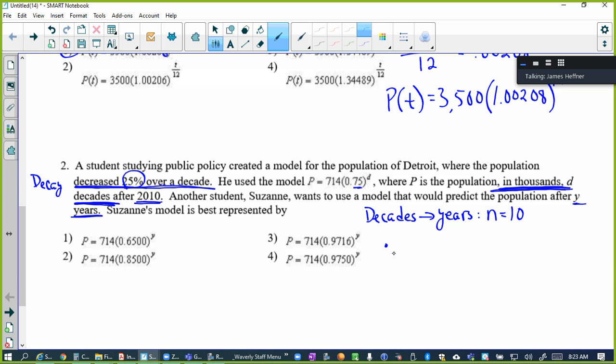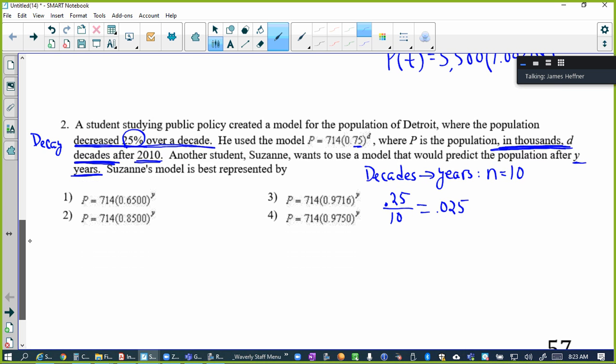Take the 25% and do what with it? I guess you meant divide by 10. Yeah, right? And you can divide by 10 easily, you're going to move the decimal once to the left, right? So wouldn't that be 0.025? Right? Okay. And so it's going to be y years, right? So what's the model going to be?